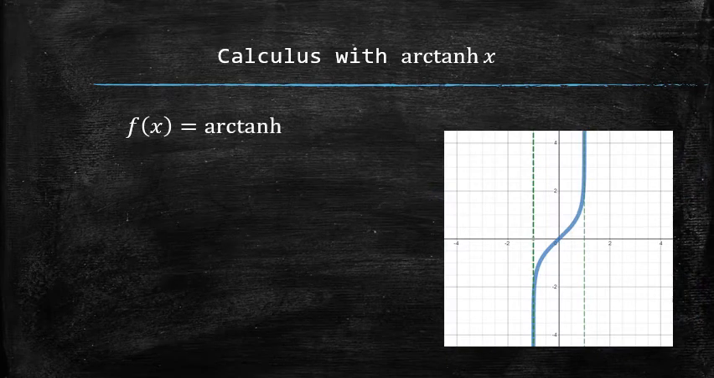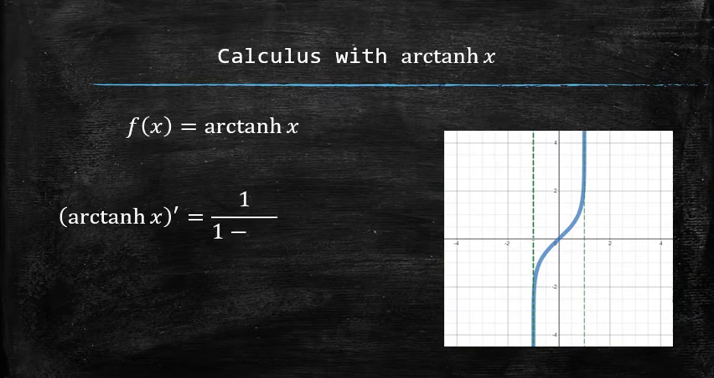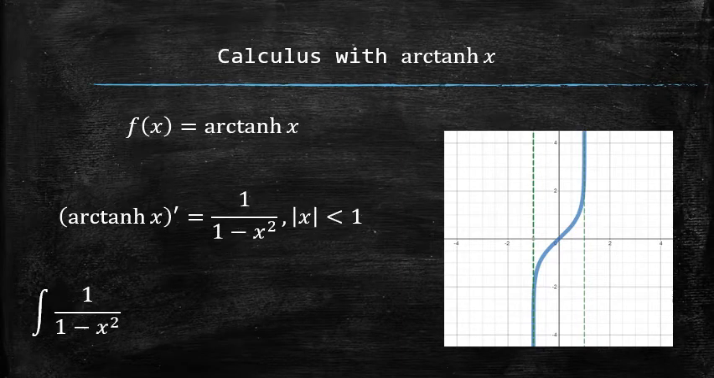In summary, we now have the formula for the derivative of the hyperbolic arctangent function, as well as the formula for the antiderivative of its derivative.